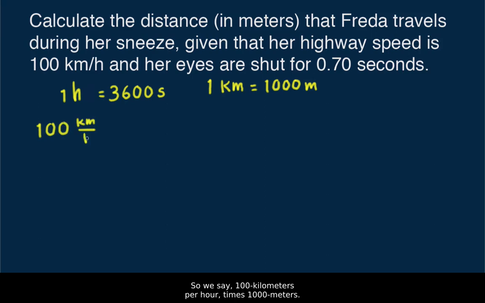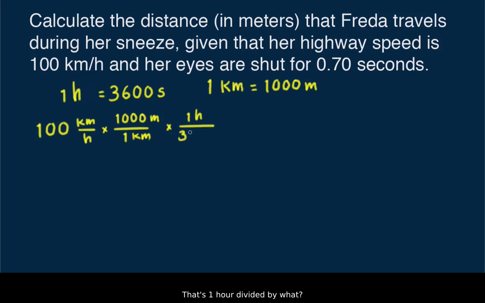So we say 100 kilometers per hour times 1,000 meters. What do I put in the denominator? Do you see it's 1 kilometer? If so, good. Let's continue. Then we multiply it by a conversion to change the unit hour to second. That's 1 hour divided by what? Do you see it's 3,600 seconds? If so, you've got it. Let's continue. Then we see it's 27.8 meters per second. That's her speed in meters per second.